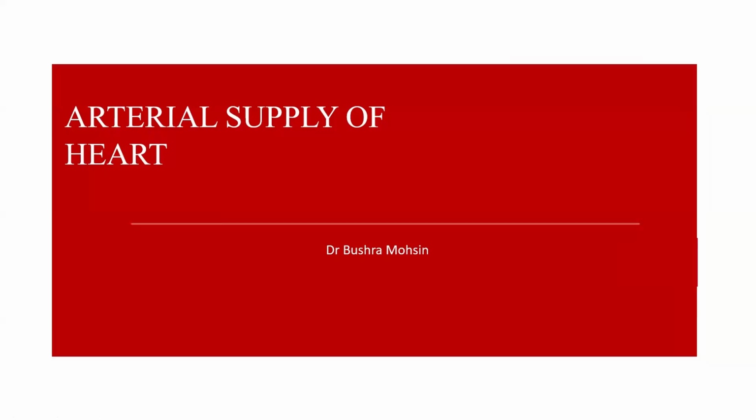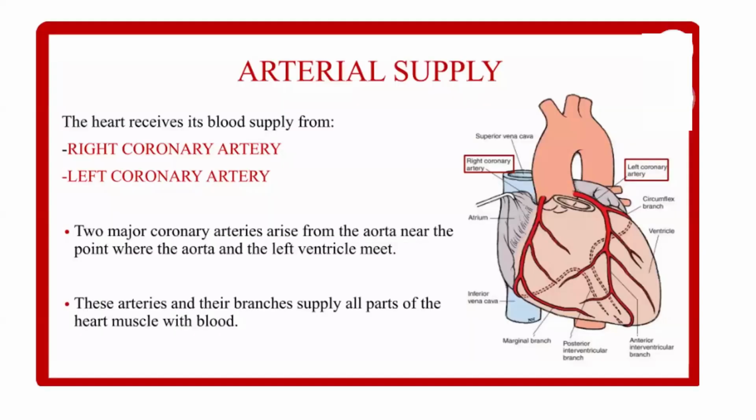Today our topic is arterial supply of heart. So arterial supply of heart is also called coronary circulation. Heart receives its blood supply from two coronary arteries, that is right coronary artery and left coronary artery.